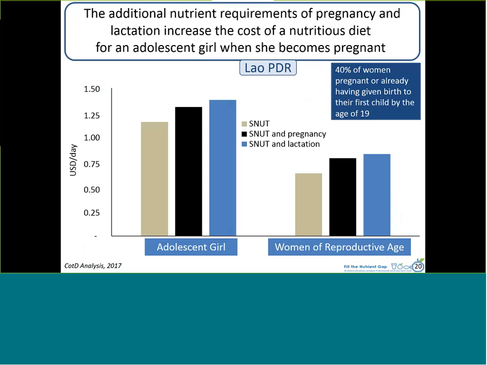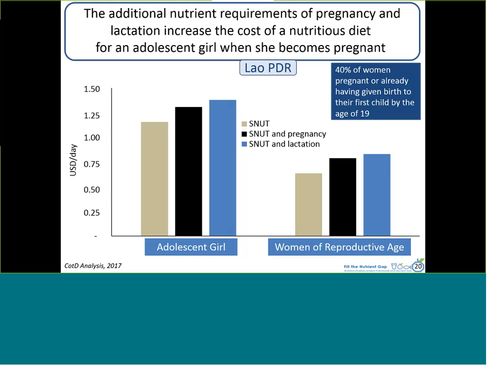Now, this is the modeling that we did for Laos. You can see here that the adolescent girl and women of reproductive age have been displayed. And here we see the cost to meet both of their diets. As we'd seen in the slides before, the adolescent girl and the woman of reproductive age had pretty similar costs. Actually, in this case, the adolescent girl had much more expensive costs, but both of them were the two most expensive household members to meet the nutrient needs of.